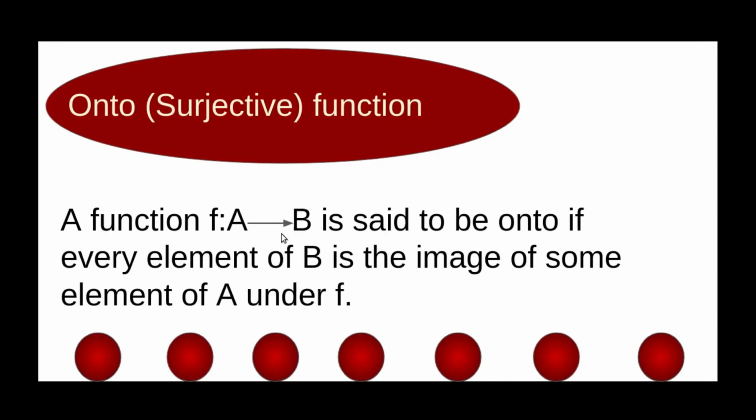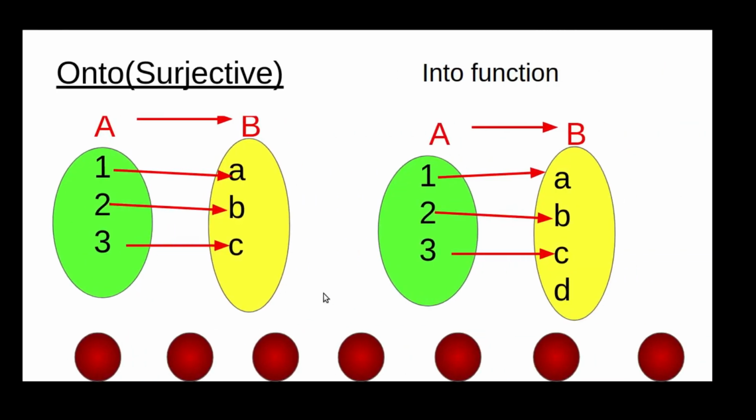Now second one, onto function or surjective function. A function f from A to B is said to be onto if every element of B is the image of some element of A under f. Every element of B is an image of some elements of A.